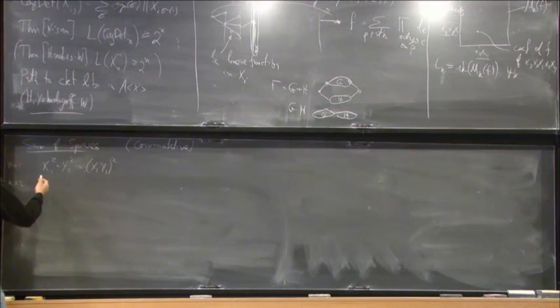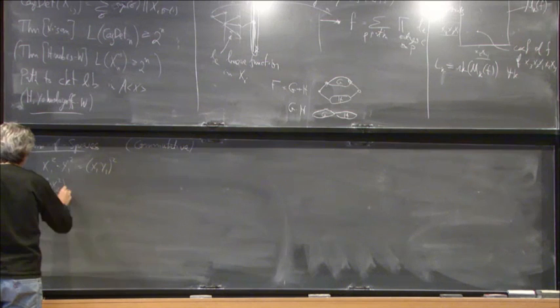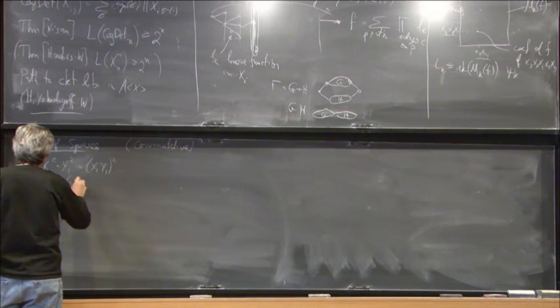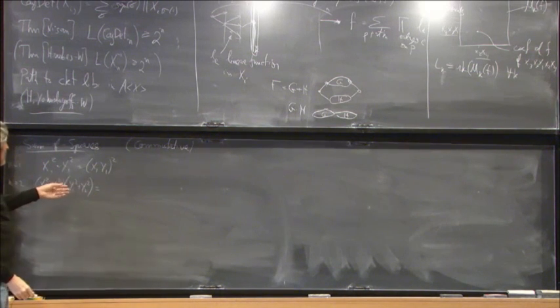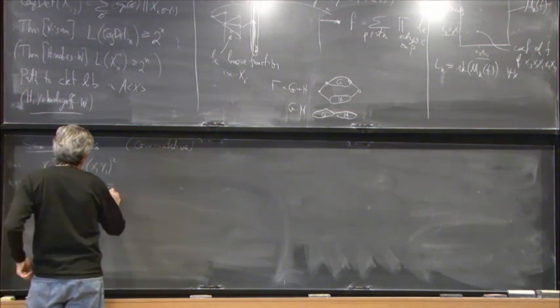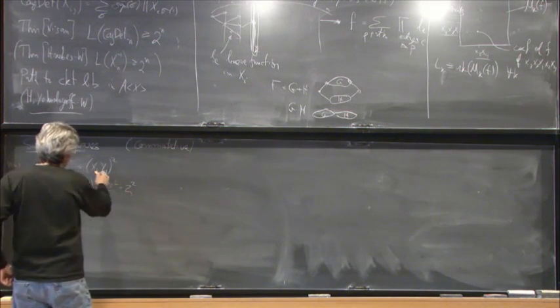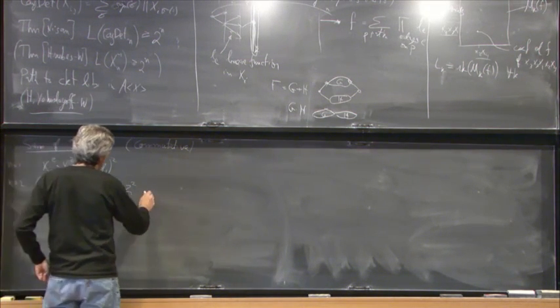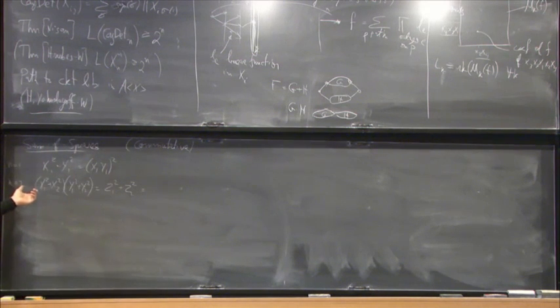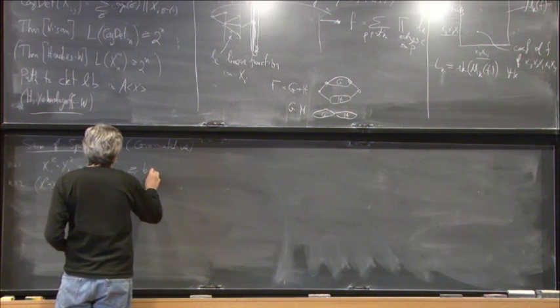So here we multiplied squares. Let's multiply sums of two squares. If I write x1 squared plus x2 squared times y1 squared plus y2 squared, can I write it as a sum of two squares, z1 squared plus z2 squared? In general, what I would like is that the zi's are bilinear forms in x and y. Anybody can tell me how to write this product as a sum of two squares?